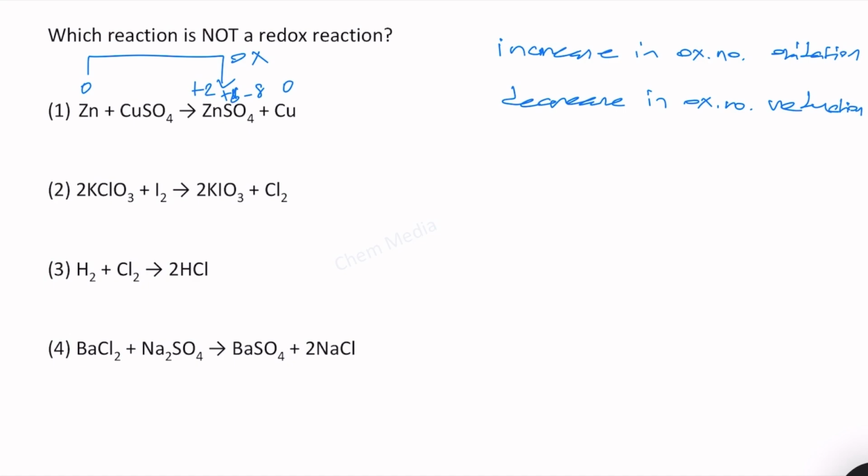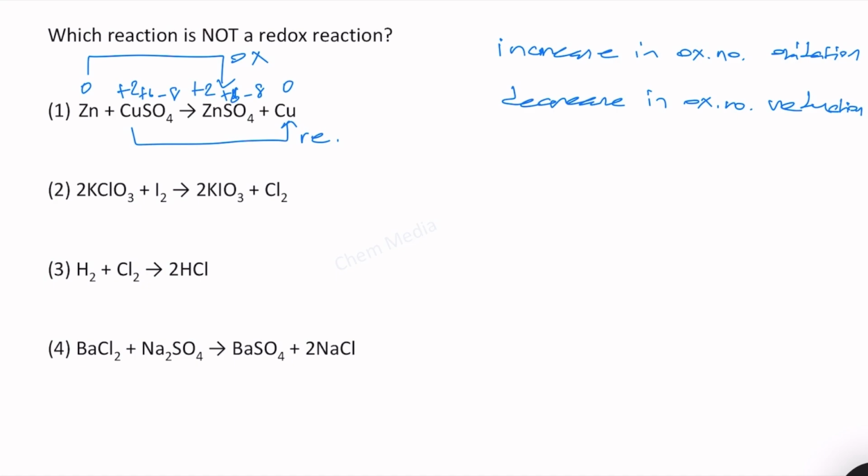What happened to copper? Copper here, usually in copper sulfate, it will be plus 2, this will be plus 6, this will be minus 8, because for each oxygen if we put minus 2, then 4 times minus 2 is minus 8, and therefore the net will be 0. Now here plus 2 to 0, this means reduction, decrease in oxidation number, and therefore this is a redox reaction. Therefore this is not our correct choice.